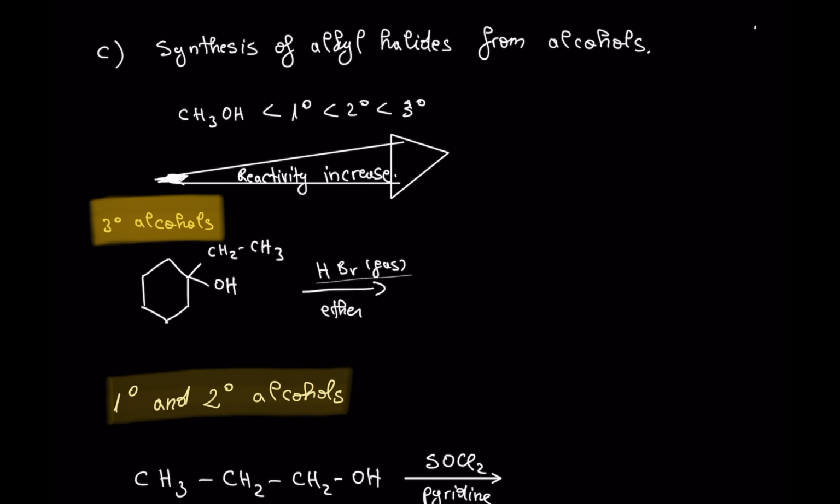Another way to synthesize alkyl halides is from alcohols. Starting from methyl alcohol to primary alcohols, secondary alcohols, and tertiary alcohols, reactivity increases. Tertiary alcohols are easily prepared by directly using hydrogen bromide, hydrogen chloride or hydrogen iodide in ether, and this gives the alkyl halide.